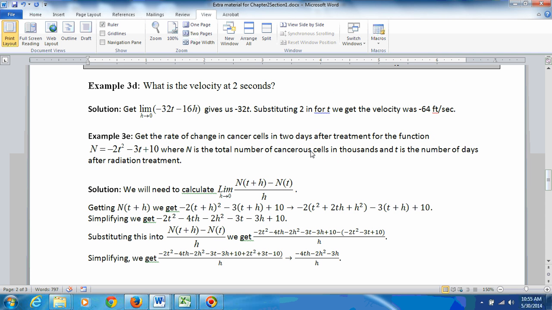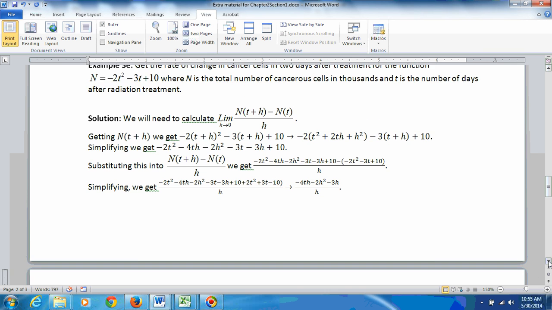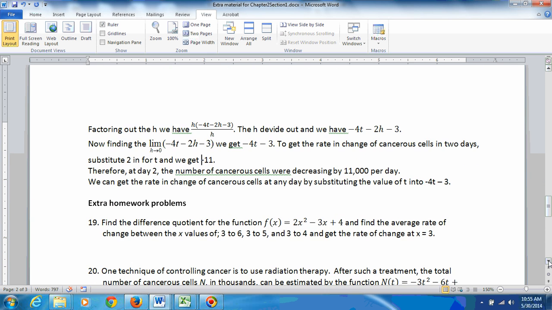Where n is the total number of cancerous cells in thousands. So this tells me that the number of cancerous cells due to this radiation treatment is going down by 11,000 per day. That's great. Then we can use this to get the rate of change at any time.